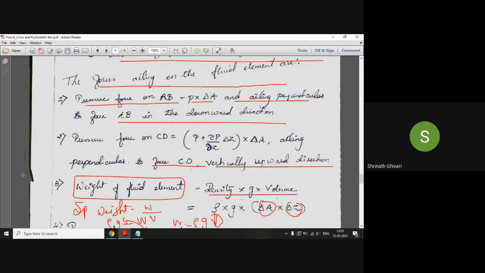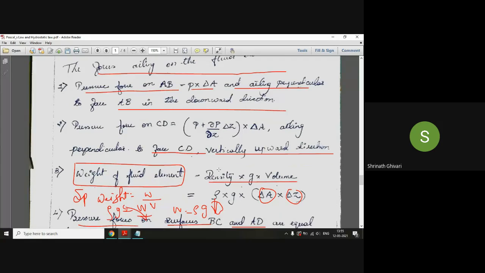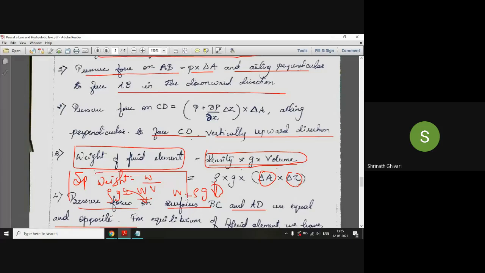Now another force is the weight of the fluid element. It will have some weight, so we have to consider it. You calculate the weight by density into g into volume. Don't ask how it has come, I have told you here. It is because of specific weight.